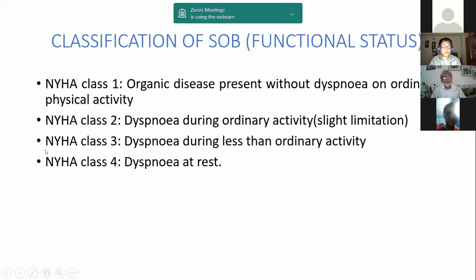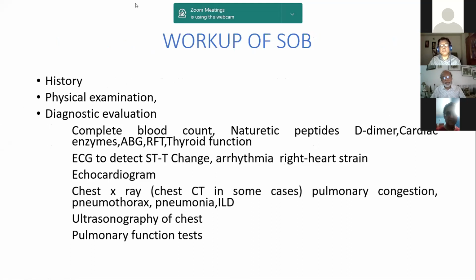So we frequently encounter NYHA class 3 and 4 patients in our practice, mainly in the outpatient and inpatient services. So how do we work up a patient of shortness of breath? Whenever a patient comes, we need to take a detailed history. We make a thorough physical examination, but due to our high patient load, these two are sometimes neglected. So we must not forget about these two things and jump to the third tier. If we neglect these two things, we may end up doing a lot of unnecessary investigations, which might cause a financial burden to the patients in our socioeconomic condition.